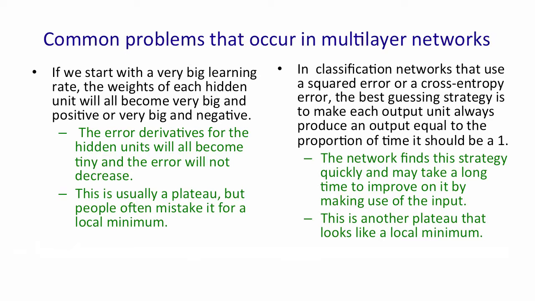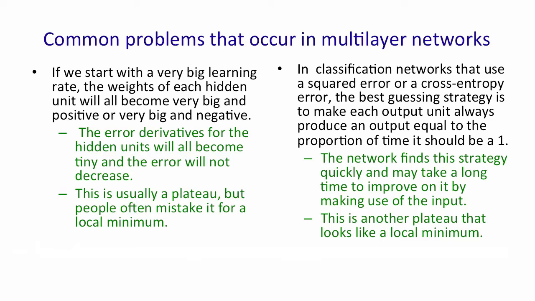A second problem that occurs is if you're classifying things and you're using either a squared error or a cross-entropy error, the best guessing strategy is normally to make the output unit equal to the proportion of the time that it should be 1. The network will fairly quickly find that strategy, and so the error will fall quickly. But particularly if the network has many layers, it may take a long time before it improves much on that.